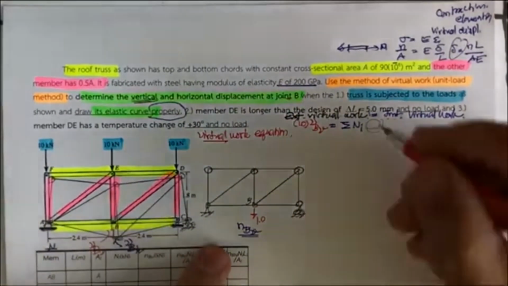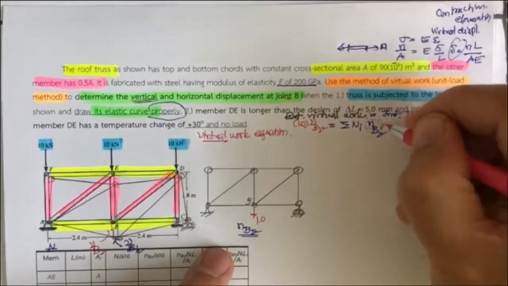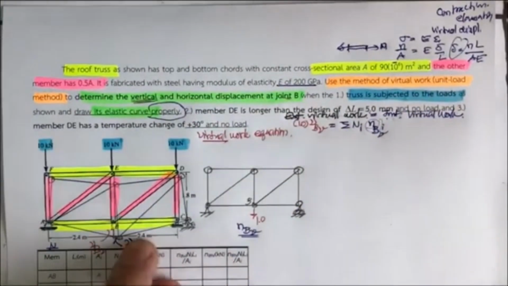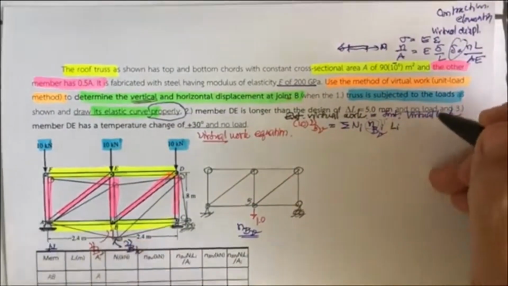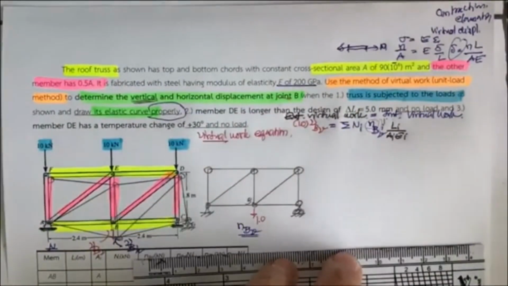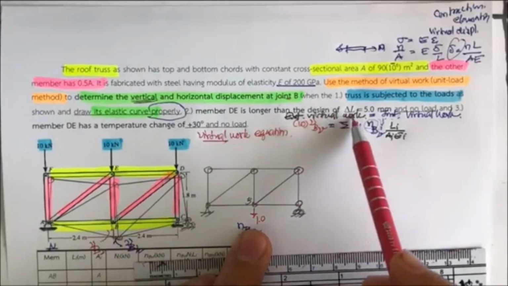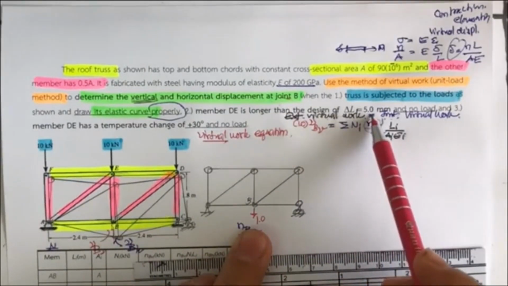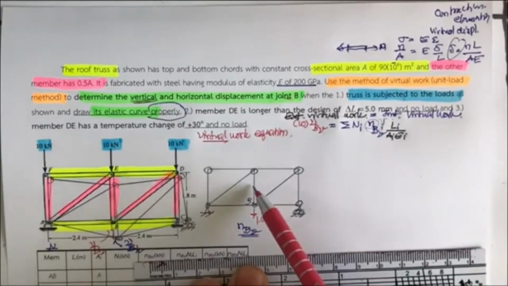So this is going to be n sub B vertical, and you're supposed to put i because there are various members here. And then it's going to be times L sub i over A sub i and E sub i. So virtual force times the real displacement is the external virtual work, and it's equal to the internal virtual work, which is the real internal force times the virtual deformation of the member.